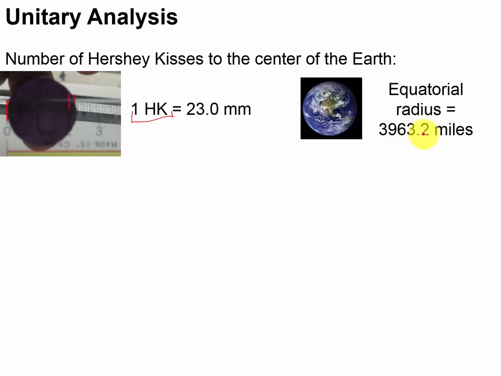3,963.2 miles. We're going to go ahead and use that value. But we have to be careful to read it the same way as it's telling us. It's telling me that it's a radius, which means that this is from the center to the outside of the circle. That's an important thing to make sure that we are paying attention to in this definition. So the equatorial radius will be this.